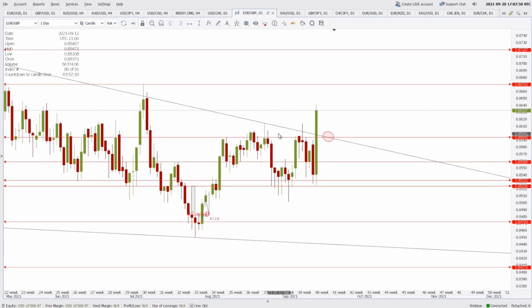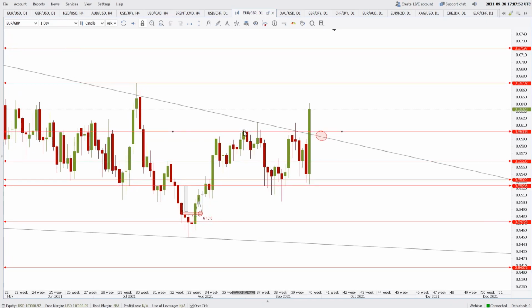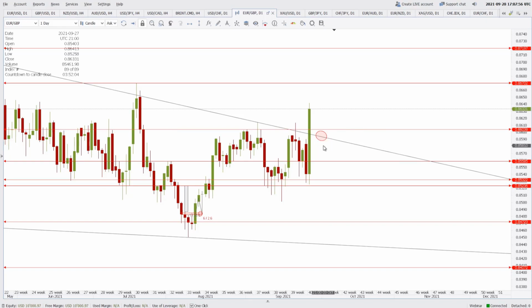0.8594 has actually moved to this level. This level has moved from here to here. So if a candle closes above 0.8603, then expect 0.8670 and 0.8719 in this market soon.